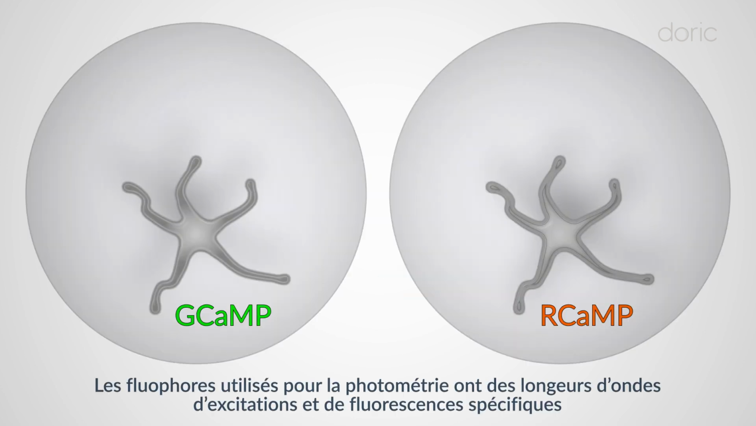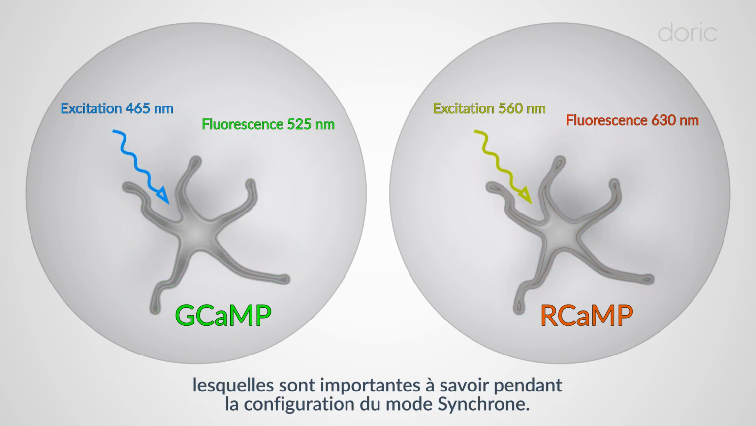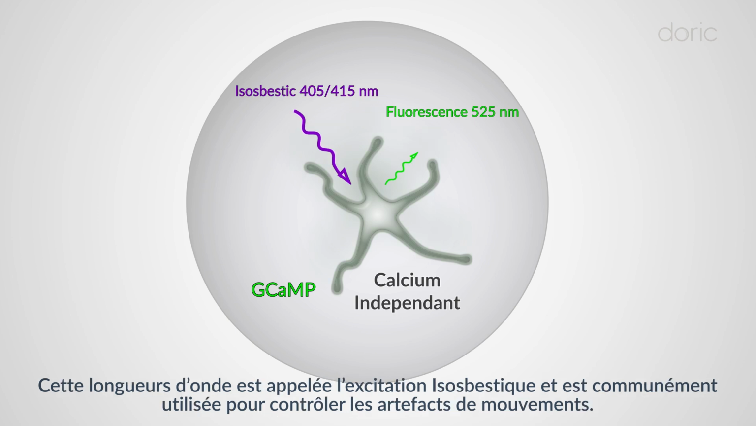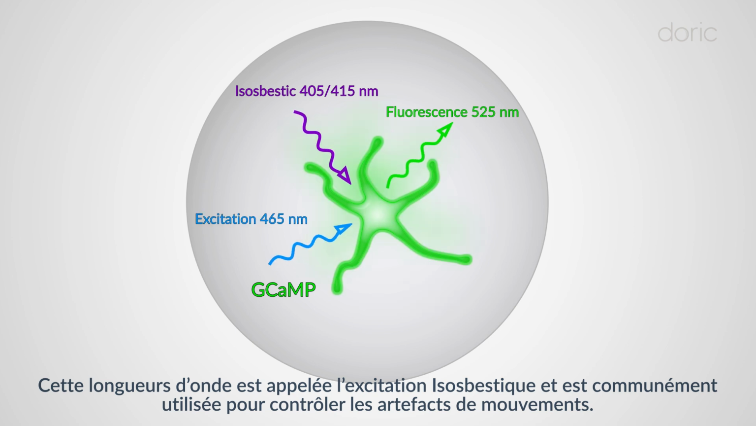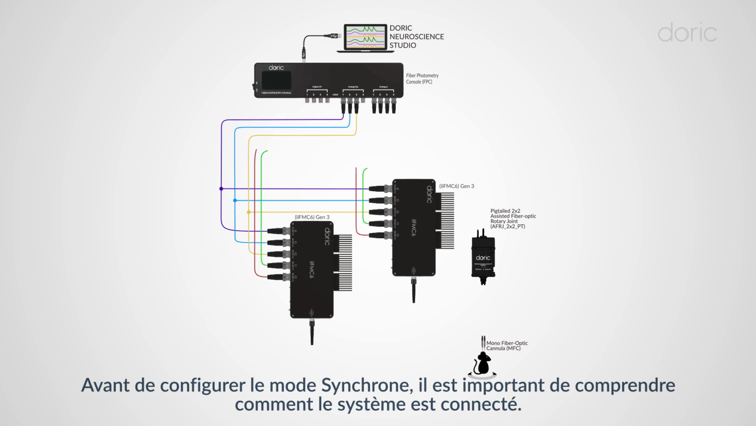The fluorophores for fiber photometry have specific excitation and fluorescent wavelengths, which are important to know when setting up the lock-in configuration. Some fluorophores, such as GCaMP, have an excitation wavelength that emits calcium-independent fluorescence. This wavelength is called the isosbestic excitation and is commonly used to control for motion artifacts. Before setting up the lock-in, it is important to understand how the system is connected.